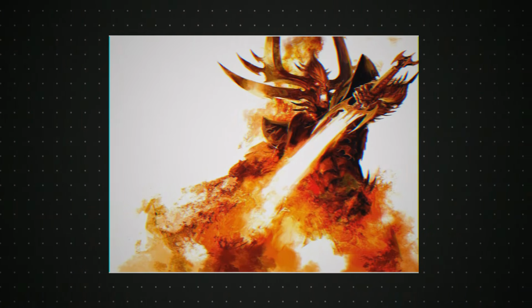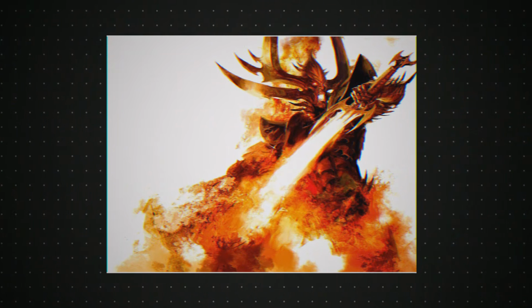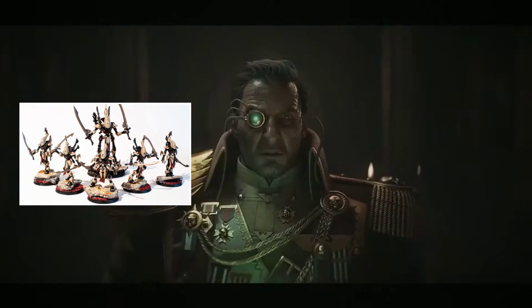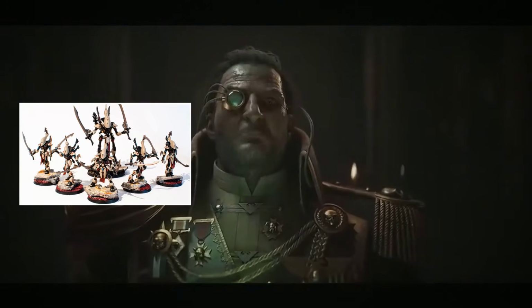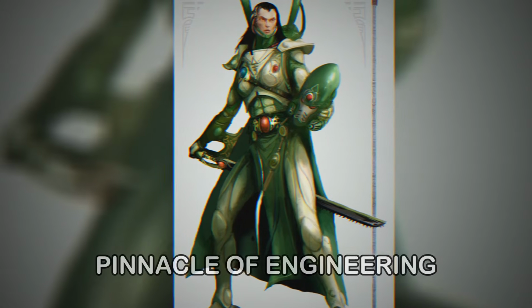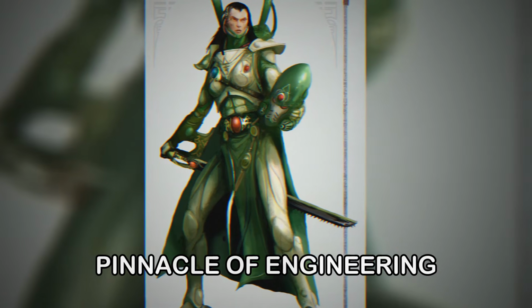The Eldar were born with an intrinsic connection to the warp, the parallel dimension of raw psychic energy, allowing them to wield incredible powers of precognition, telekinesis, and destruction. Their physical forms were elegant, their minds sharp, and their lifespans extraordinarily long. They were, in essence, the pinnacle of biological engineering, a testament to the Old Ones' mastery of genetics and psionics.